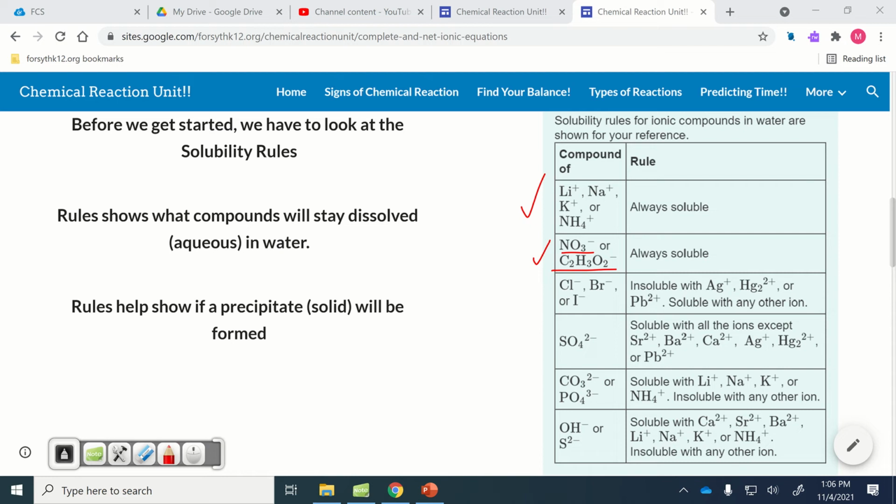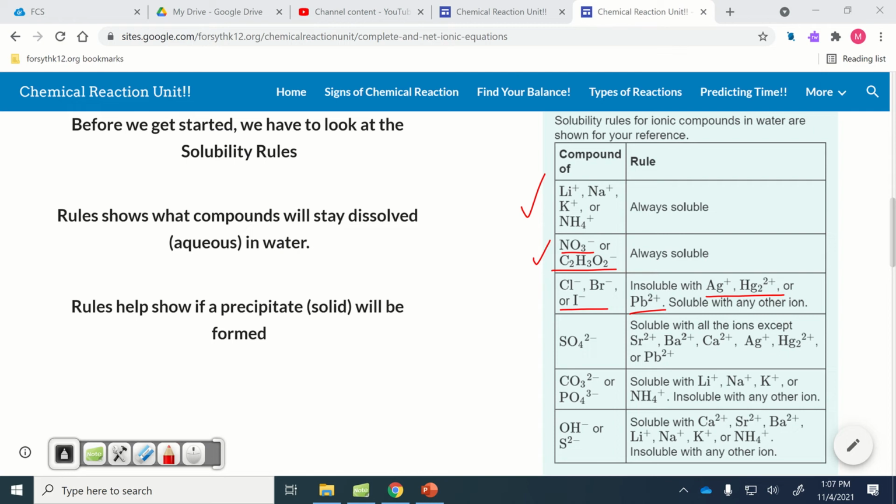From there, we get to ones that we have to look at a little more carefully. The halogens would all be dissolved with any alkali metal or ammonium. Most halogens will dissolve except when they're with a transition metal or lead. Some that aren't listed on there would be copper, which would not dissolve very well. That's the issue with transition metals: certain transition metals, like iron, will dissolve with the chlorides, bromides, and iodides. So we'll stick with what's listed here.